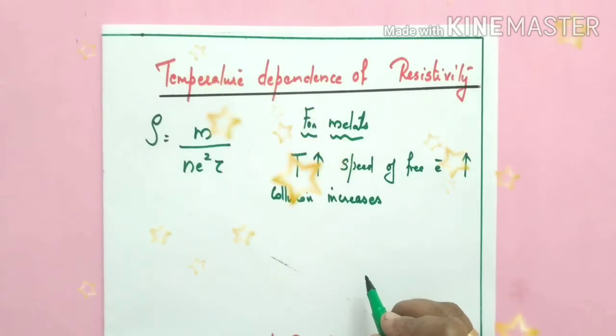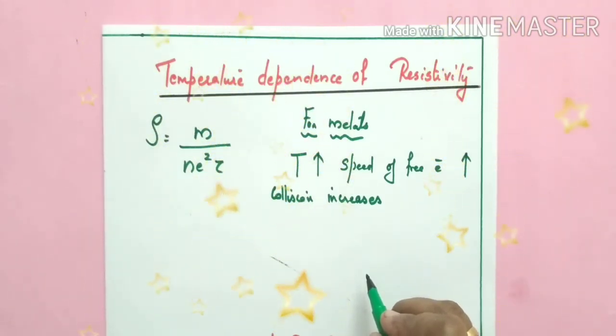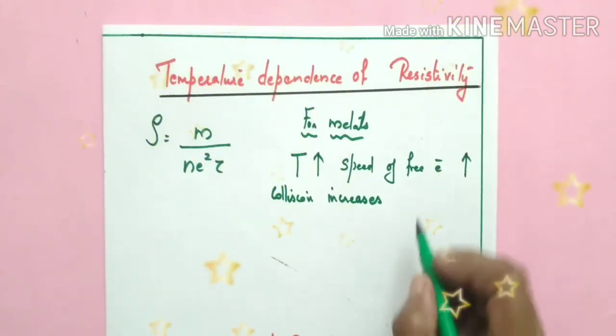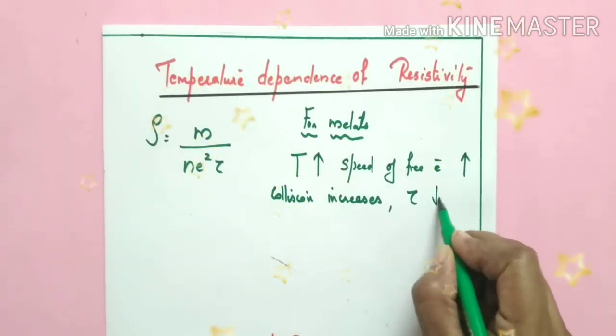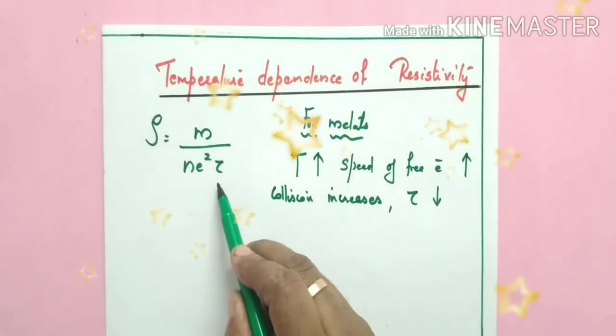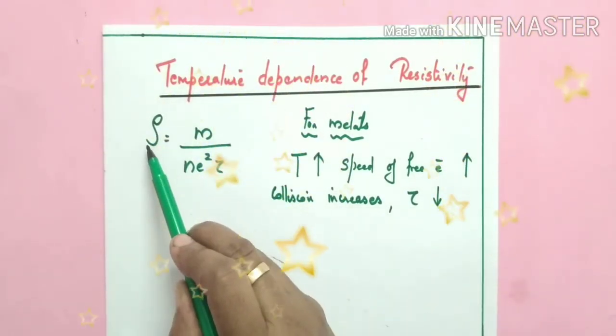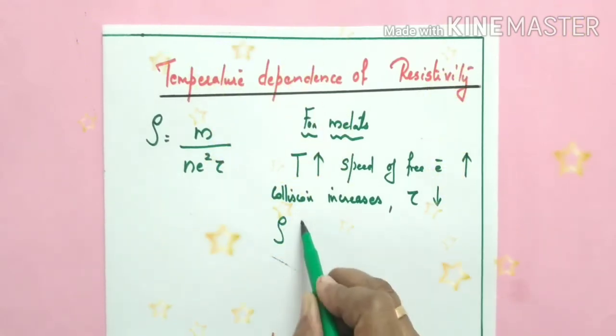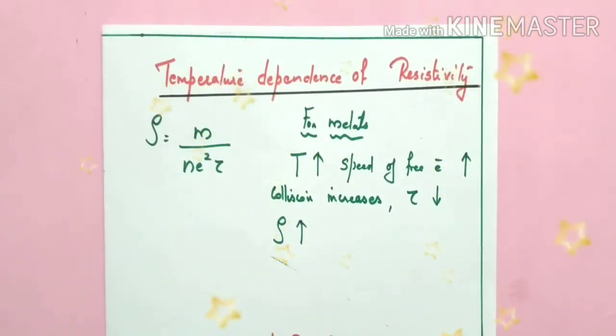It undergoes collisions frequently, no? So what happens to the relaxation time? Relaxation time tau decreases. As tau decreases, according to the formula, what happens to resistivity? Resistivity increases. That is the reason. So for metals, as temperature increases, the thermal speed of the free electrons increases, the collisions increase, relaxation time, or time between successive collisions, decreases, and hence resistivity increases.